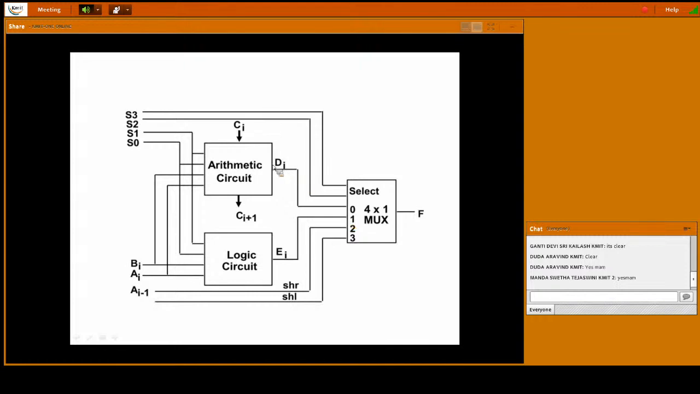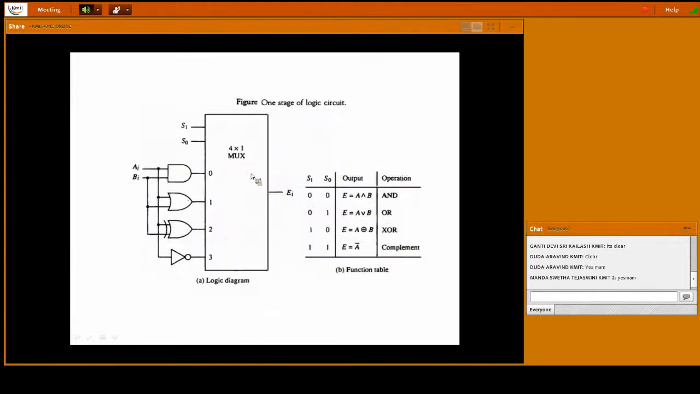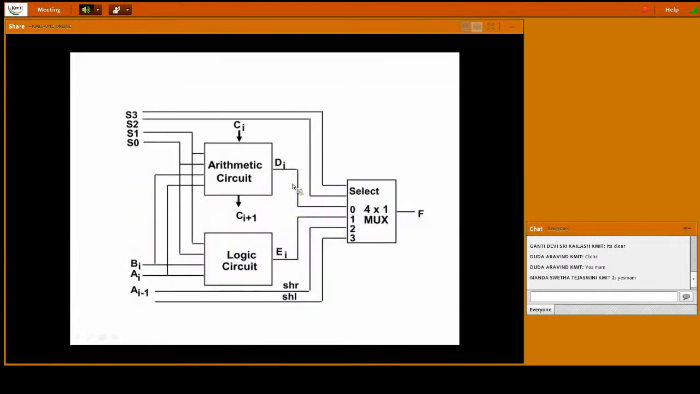But to get this DI, here your DI is the output of one more multiplexer, right? Similarly, EI is also the output of one more multiplexer. So, to get this DI, what are the inputs to be provided? Inputs to be provided are AI and BI and one carry input. Which input is selected is again based on the values of your selection lines, right?